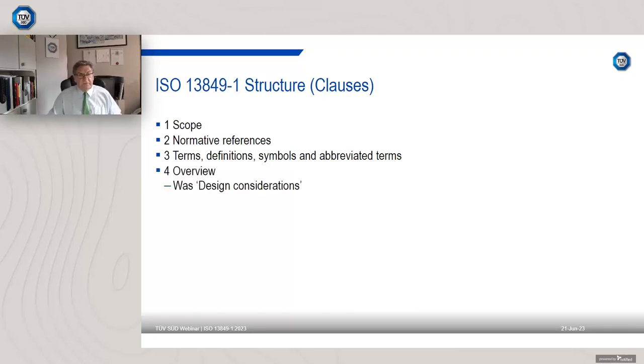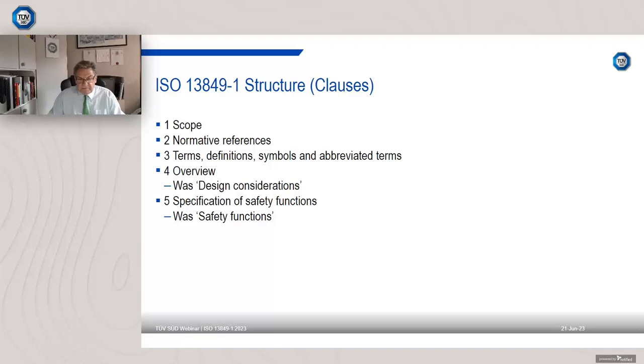Clause 4 is now called an overview. In edition 3, it was called design considerations, but all the bits in clause 4 that were related to specification and design have been moved to other clauses, and clause 4 is where we've got some enhanced requirements about risk assessment and risk reduction by various means and so on. Clause 5 is now the dedicated clause for the specification of safety functions. It was simply called safety functions.